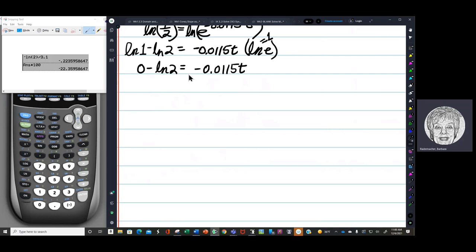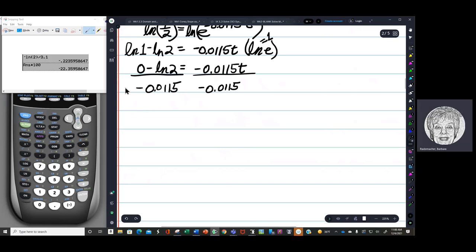Okay, I am going to divide both sides by negative 0.0115. Meanwhile, up here, of course, 0 minus the ln of 2 is just negative the ln of 2. So our final answer, or as close to exact as we can get, is negative ln 2 over negative 0.0115, and that equals t, the time in days.